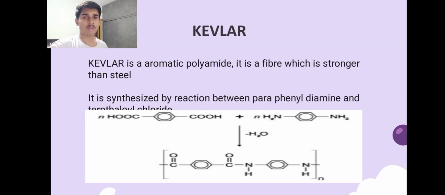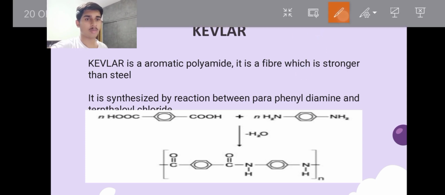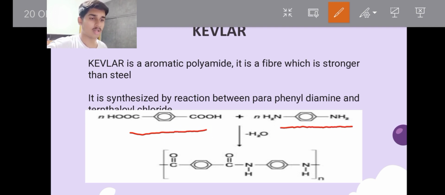The next topic is a very important question from the examination point of view for VTU students. It may be in your final examination from this chapter. Kevlar is an aromatic polyamide, which means it includes an amide linkage in its final polymer state. It is a fiber which is stronger than steel and very durable. It is synthesized by the reaction between paraphenylene diamine and terephthaloyl chloride. So this is terephthaloyl chloride and this one is paraphenylene diamine.